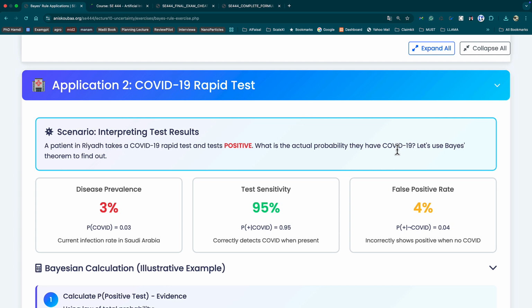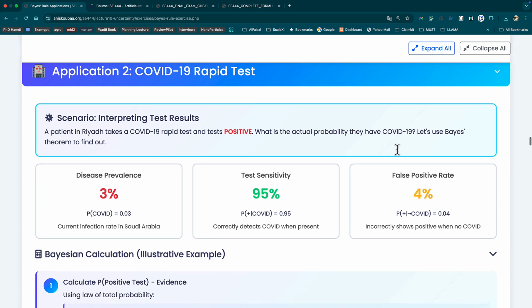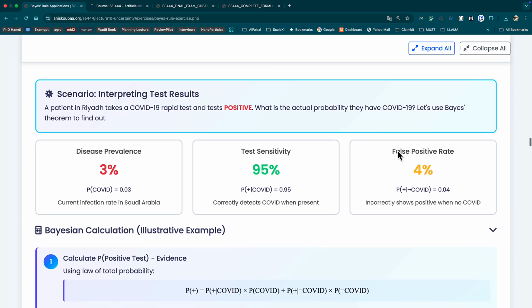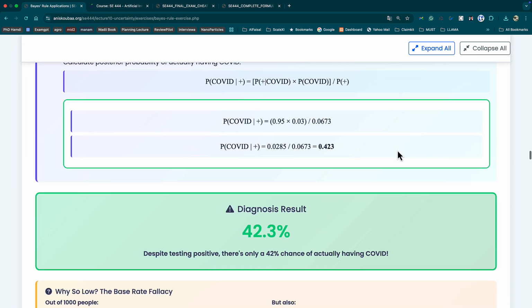You need to identify the right question. What do we need to calculate? It is the probability of COVID given the evidence, a positive test. So always you need to identify the posterior. If you don't identify what is the posterior, what is the evidence, you cannot solve it. That is the first thing. Now the second thing, I need to know what is given to me to solve this problem.